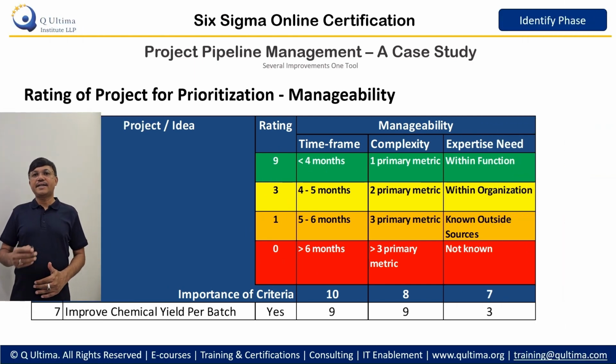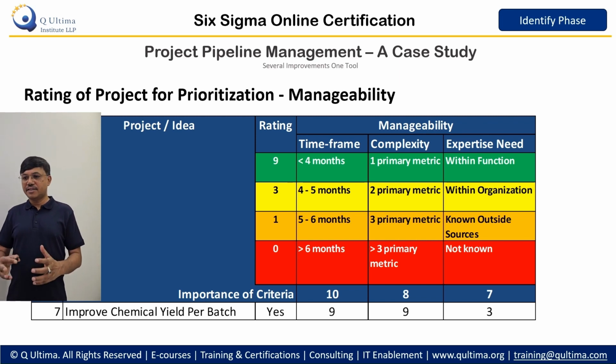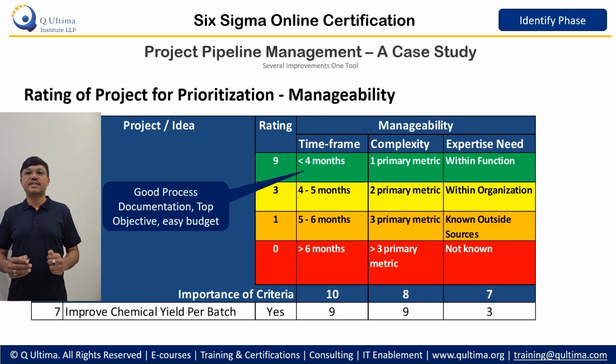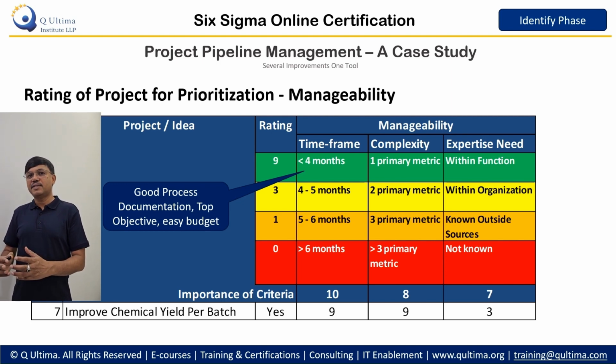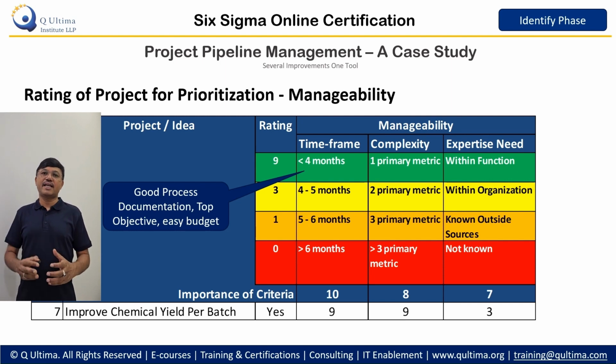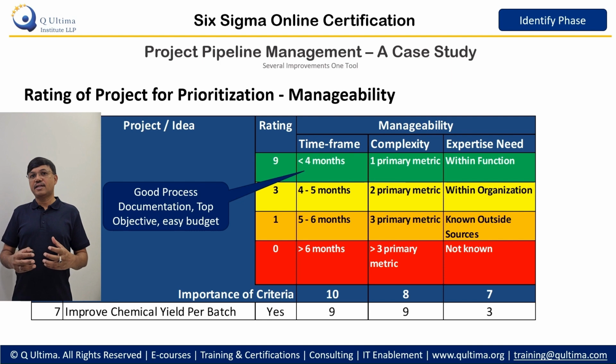The second criterion on which the projects are rated is the manageability of the project. Within manageability, there are 3 criteria, which are time frame, complexity, and expertise level required. The team felt the documentation of the reactor process is very well done. The improvement of the productivity of the reactor is the top priority of the management, and therefore the budgets will flow very fast, and it can be accomplished in less than 4 months, and therefore the highest rating of 9 was given.